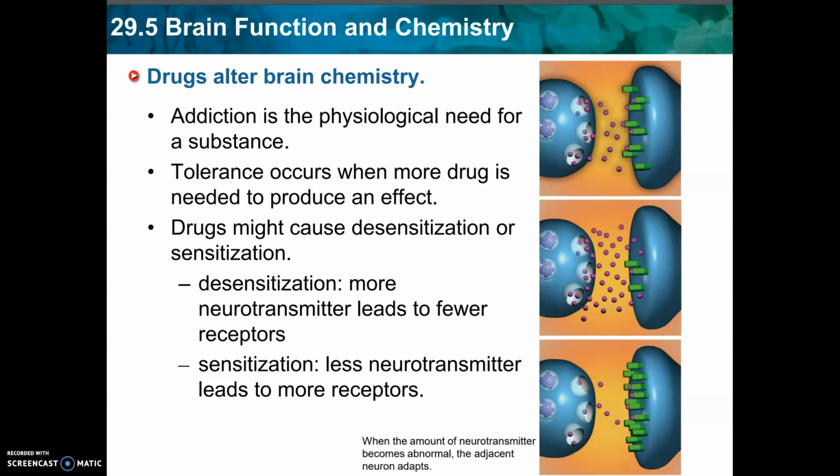To the right, we see 3 images. The top image shows a normal synapse. The middle image shows a desensitized synapse. You can see more neurotransmitters are being released by this terminal. However, there are fewer receptors on this neuron's dendrite. The bottom picture shows sensitization. Here, there are fewer neurotransmitters and many receptors. When the amount of neurotransmitter becomes abnormal, the adjacent neuron adapts.